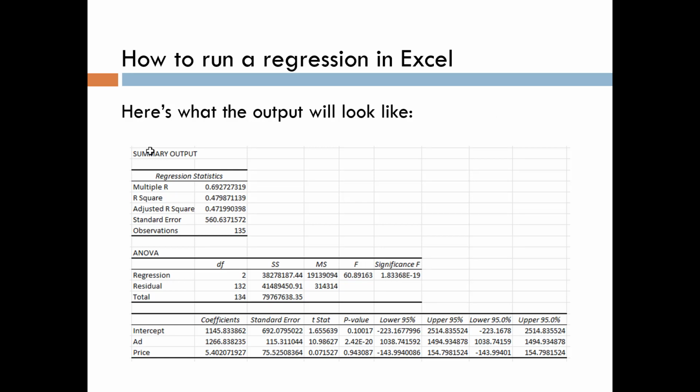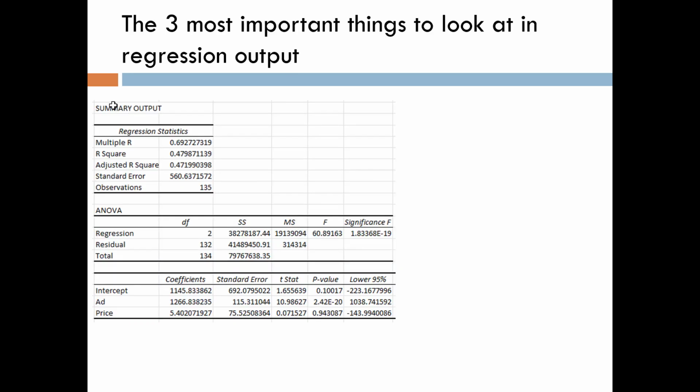There are 3 sections. The first called Regression Statistics, the second called ANOVA for Analysis of Variance, and the third showing the regression coefficients and the intercept. That's a lot of numbers to digest, but luckily you can ignore most of them. Here are the 3 most important things for you to look at in the regression output.